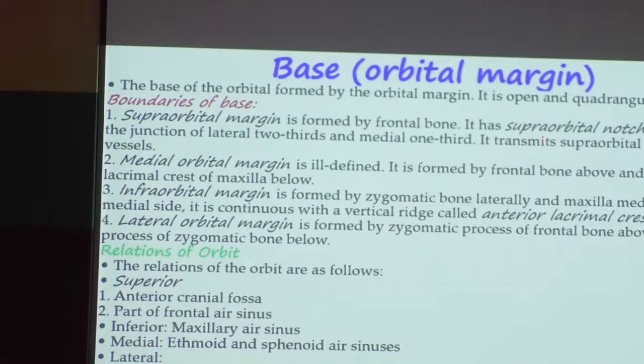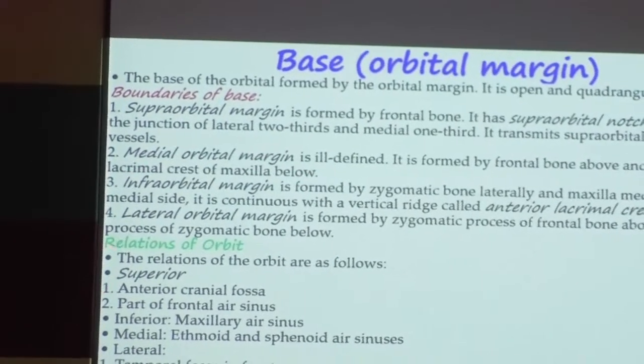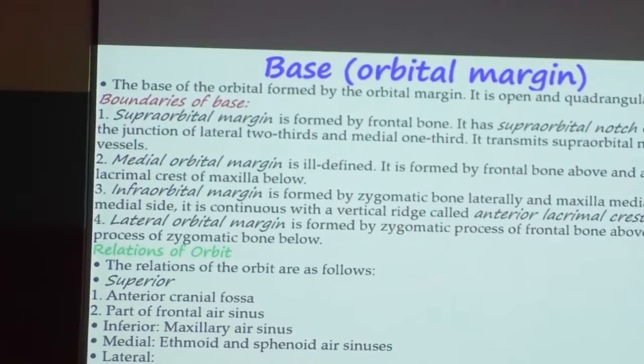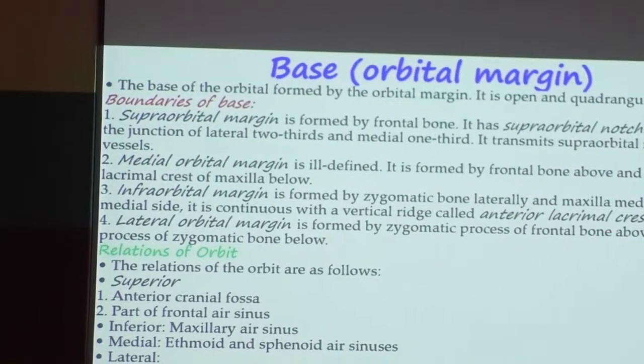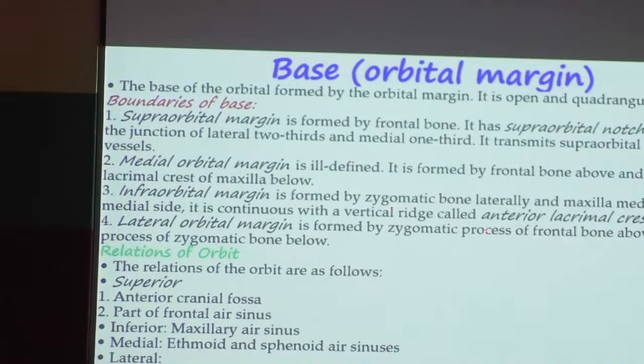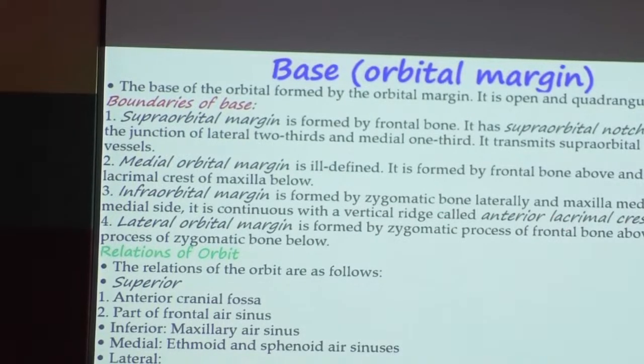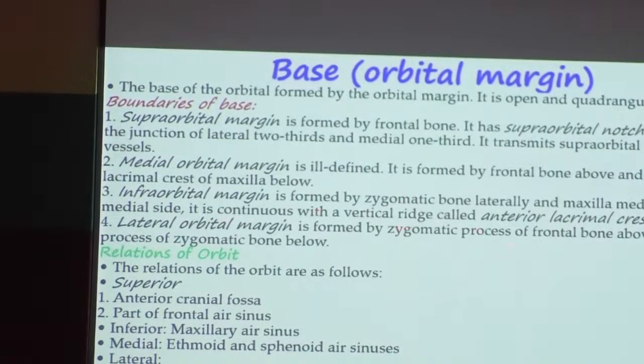Supraorbital margin is formed by frontal bone. It has a supraorbital notch or foramen at the junction of lateral two-thirds and medial one-third, and it transmits the supraorbital nerve and vessels. The medial orbital margin is ill-defined, formed by frontal bone above and anterior lacrimal crest of maxilla below. Infraorbital margin is formed by zygomatic bone laterally and maxilla medially, and on medial side it is continuous with a vertical ridge called the anterior lacrimal crest. And lateral orbital margin is formed by zygomatic process of frontal bone above and frontal process of zygomatic bone below.